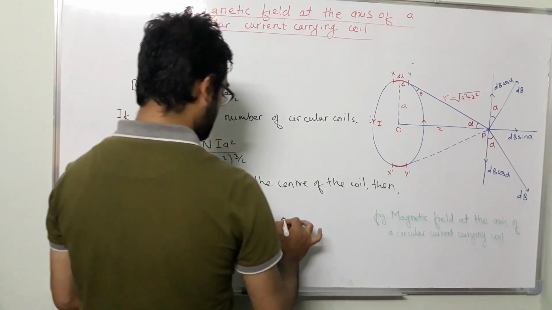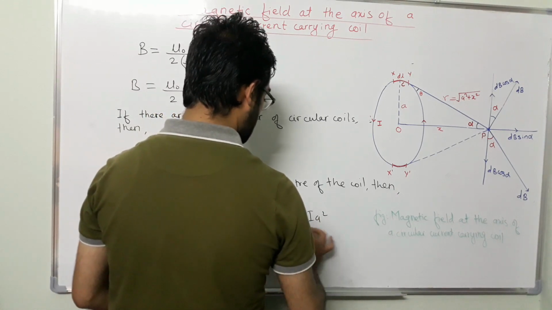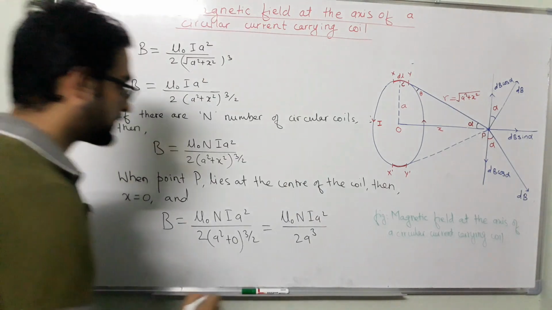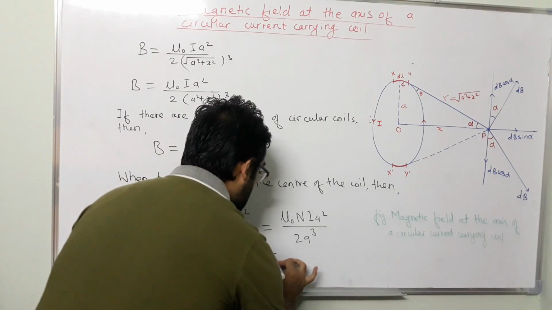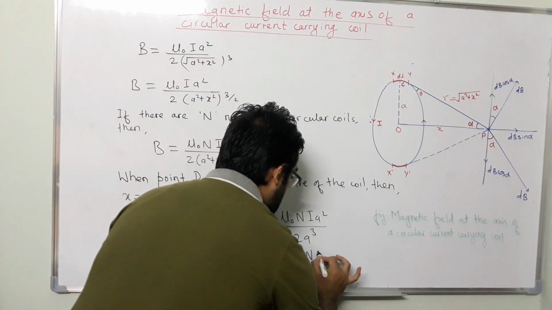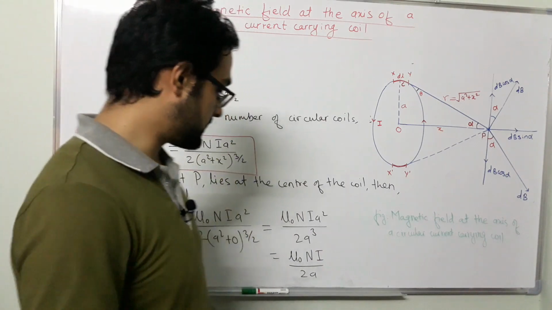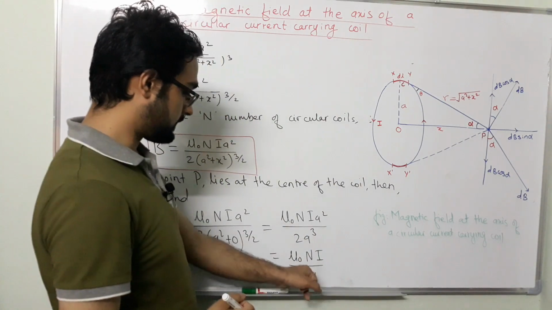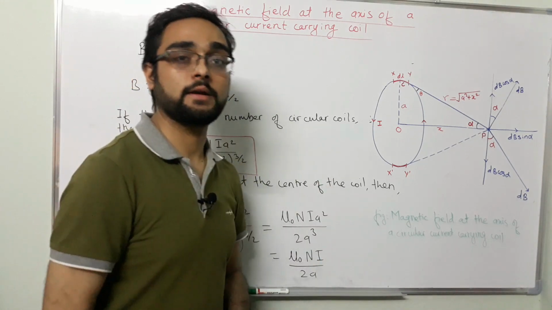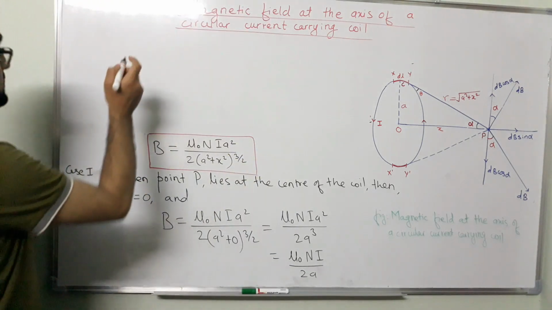This becomes equal to mu naught n I a square divided by 2a cube, and this becomes equal to mu naught n I divided by 2a. This is the expression when point P lies at the center of the circular coil. This is the expression for the magnetic field at the center of a circular current carrying coil, which we did in the previous class. Now let's see its second case.